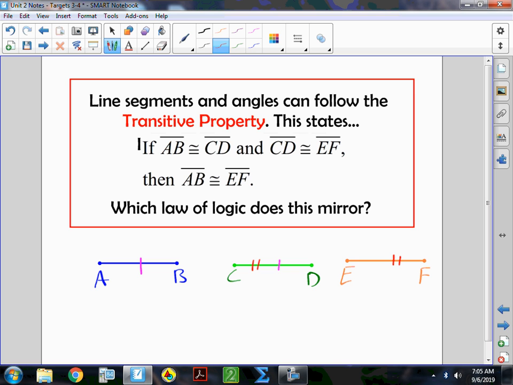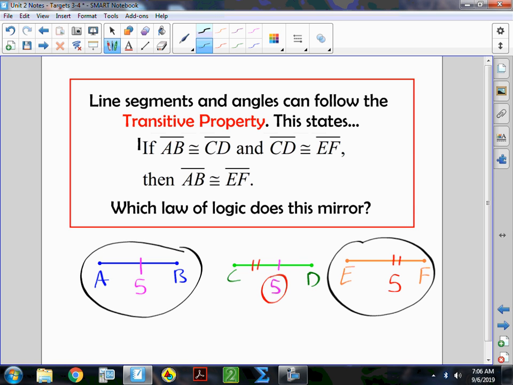In other words, if I know that they're congruent, I know they're the same size. So let's say I knew AB was 5 and I knew CD was 5. Well, the second statement says that CD and EF are congruent. So if CD is 5, then EF also has to be 5. So because AB and EF are both the same size, then they're congruent. It's because they're both congruent to the same thing. AB and EF are both congruent to CD. They're both the same size as CD, so they're the same size as each other.